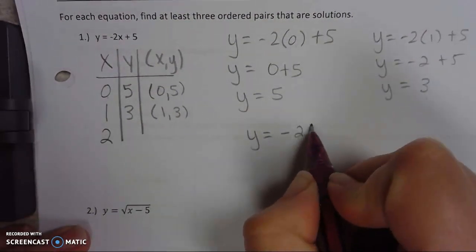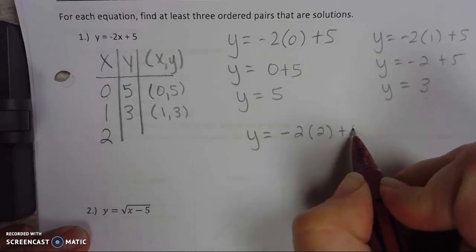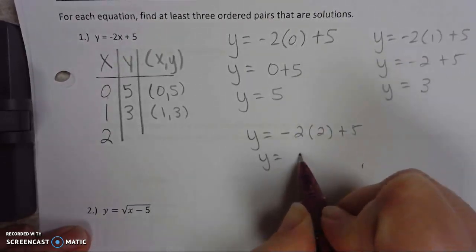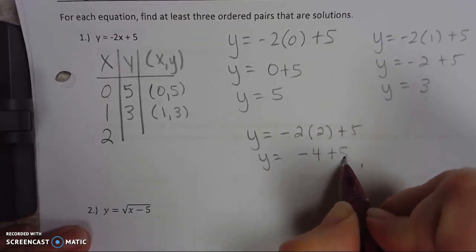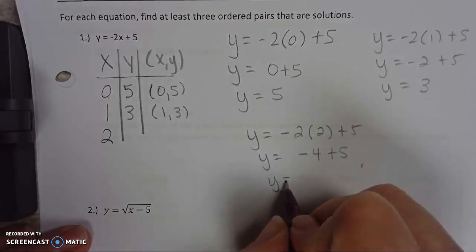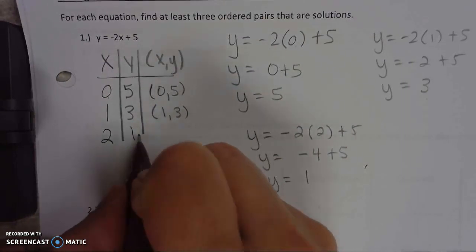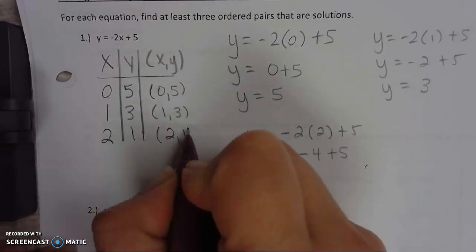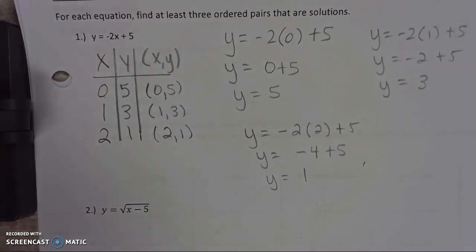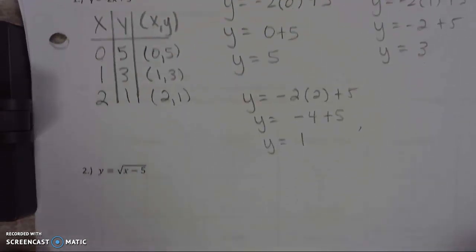So in place of x, I'm going to put the number 2. So we'll have negative 4 plus 5. All right, giving y a value of 1 when x is 2. So I'm going to put that in my table, like so. All right, let's move to the next equation.